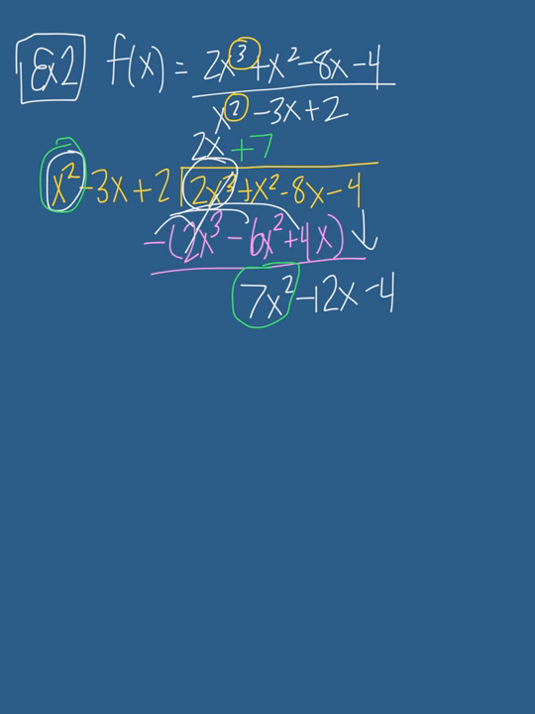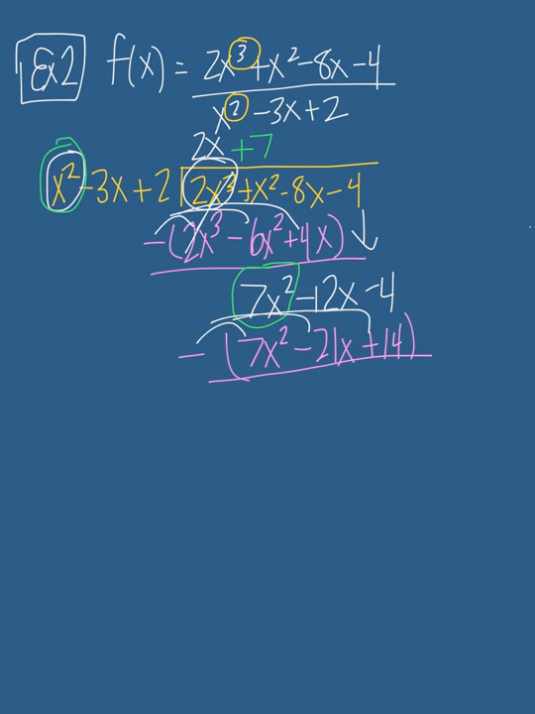So 7 times x squared is 7x squared. 7 times negative 3x is negative 21x. 7 times 2 is 14. Again, don't forget to subtract the entire thing. Distribute the minus sign.